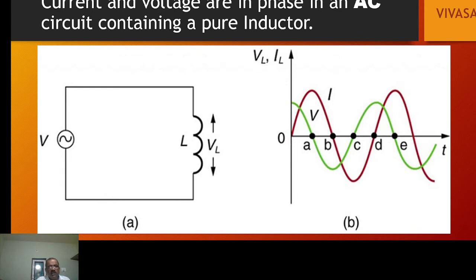Another circuit is a pure inductor. Now you can see the pure inductor, what you can find here. Now this becomes V is equal to V naught sin omega t. This is the equation for the AC source. That is given for this one.